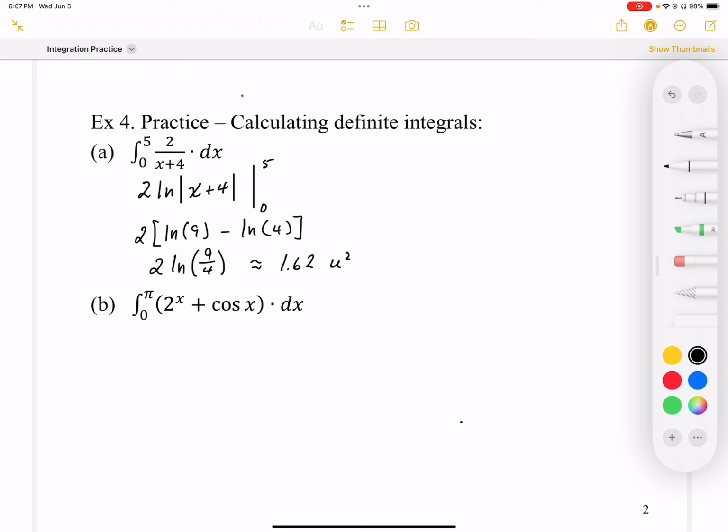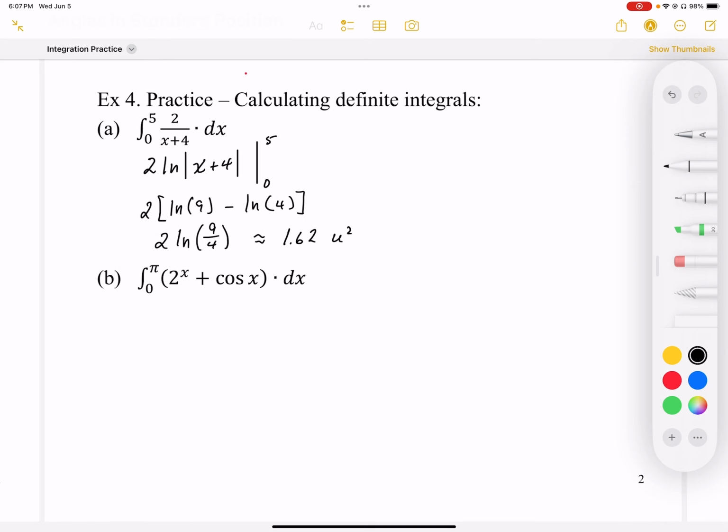Okay, for the next function, if we're going to find the definite integral, we need the antiderivative here. The antiderivative of 2 to the power x is itself 2 to the power x, but because we are not using a base e, we need to make sure we divide by log of that base, so log 2, plus the antiderivative of cosine is sine, and we're going to integrate that from 0 to pi.